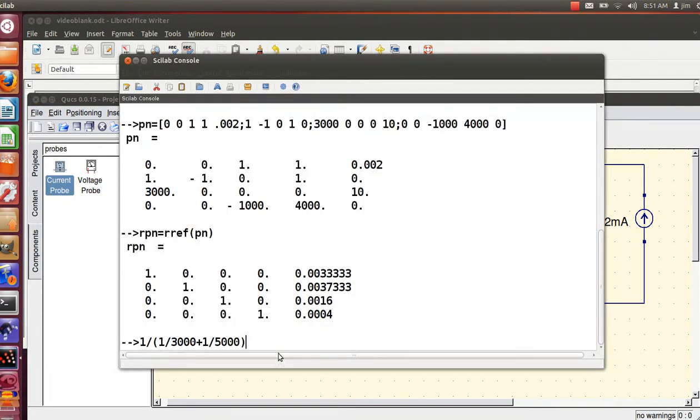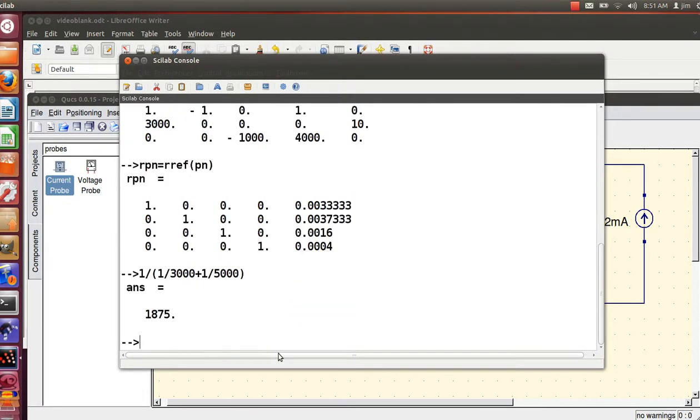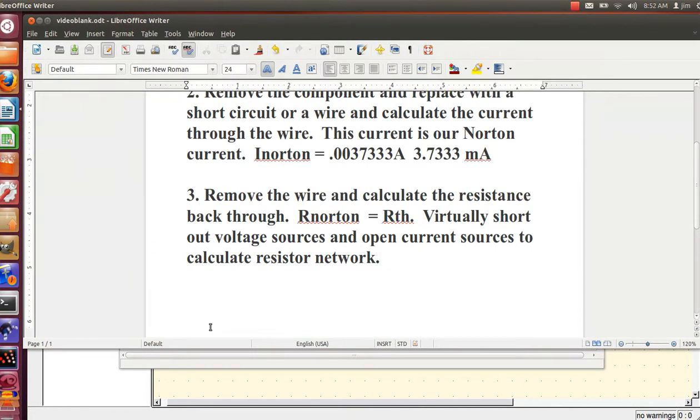Now anytime I calculate parallel resistances, it should be less than the lowest. Well, the lowest side is 3,000, so the answer to this should be less than 3,000 ohms. It's 1875. So I have some confidence in my answer. And so my R Norton for this circuit is equal to 1875, and that would be in ohms. Okay? Now it's a matter of doing the completed circuit.